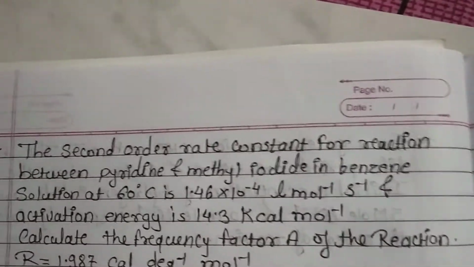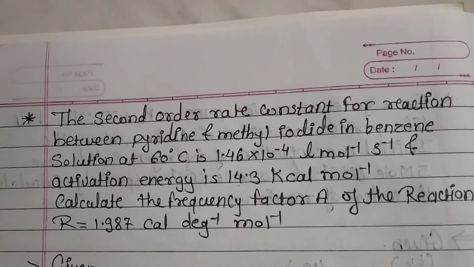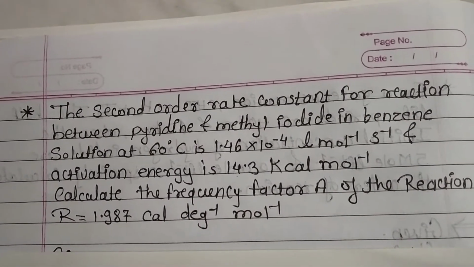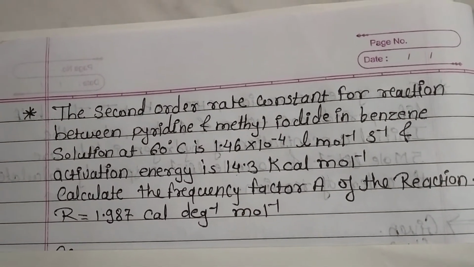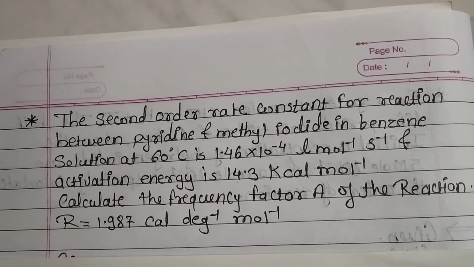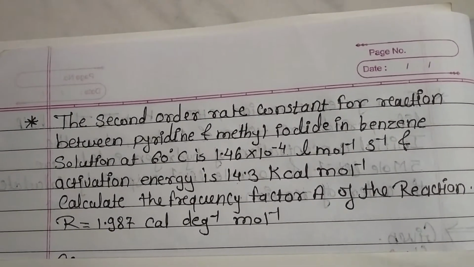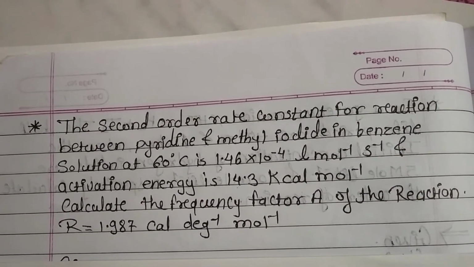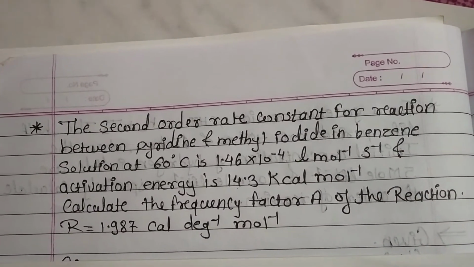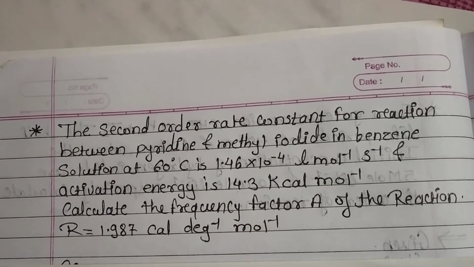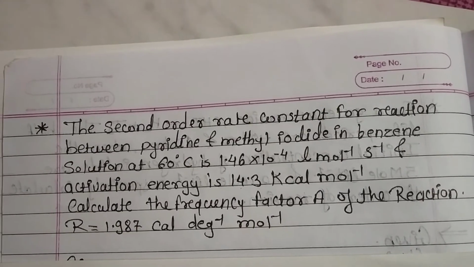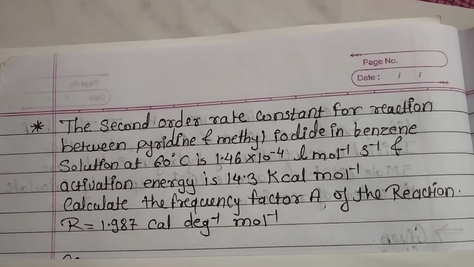Then again we will see one more numerical. The second order rate constant for a reaction between pyridine and methyl iodide in benzene solution at 60 degrees Celsius is 1.46 into 10 to the power minus 4 liter mole inverse second inverse, and energy of activation is 14.3 kilocalorie mole inverse. Calculate the frequency factor A of the reaction when R is equal to 1.987 calorie degree inverse mole inverse.